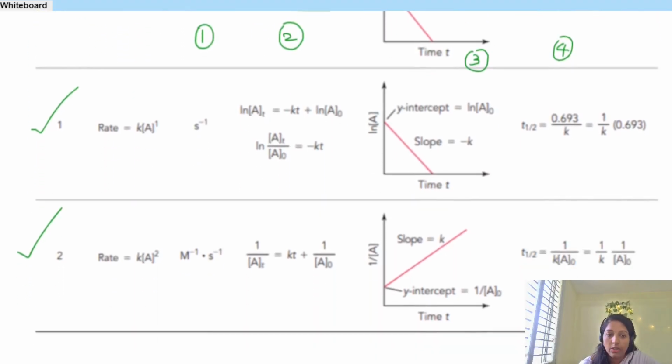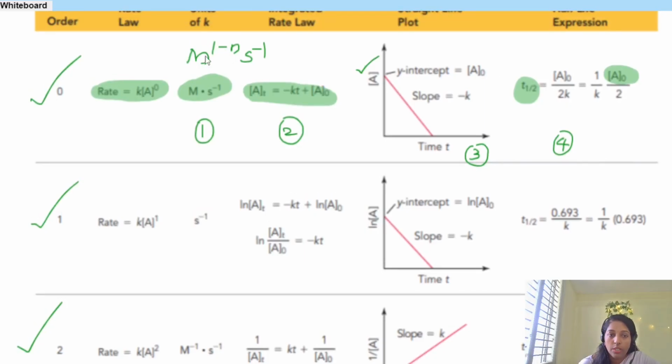Similarly, see the second rate law, first order. First order means rate is equal to k A^1. According to our equation, molarity raised to 1 minus n, so 1 minus 1 is 0, and second inverse is the unit of k. This time, instead of At, you have to consider ln At, and minus kt, there is no change, and ln A0 will be there. But what versus what will be a straight line? Yes, this time ln A versus time will be a straight line, the same negative sloped line.